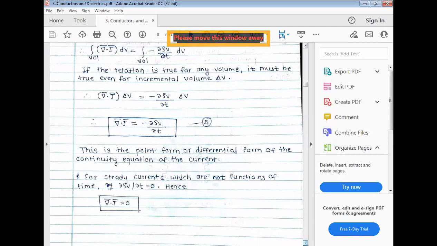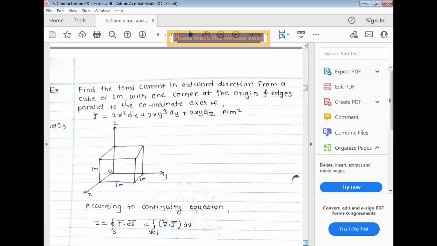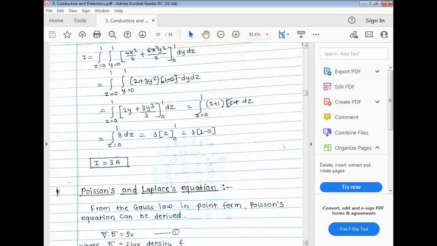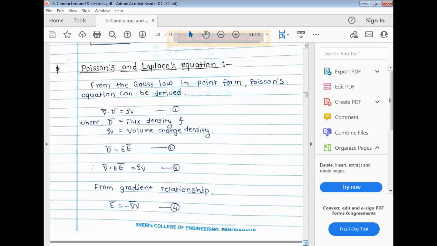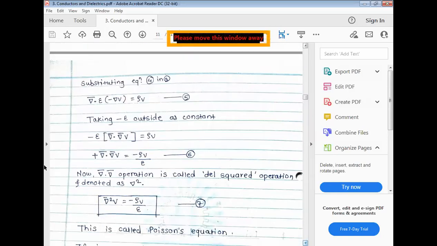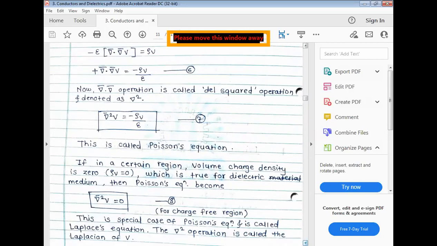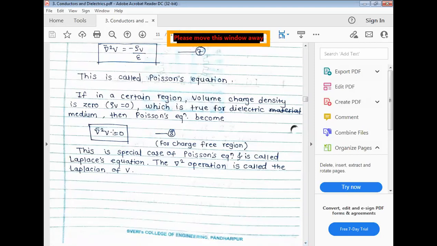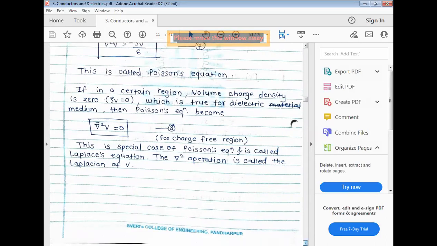This is also a somewhat lengthy derivation. Then we have seen some examples on this also. Then Poisson's and Laplace's equations. For Poisson's, remember, del square V is equal to minus rho V divided by epsilon. And for Laplace's, del square V is equal to 0. Remember, this is also asked for 4 marks. Remember all the equations.